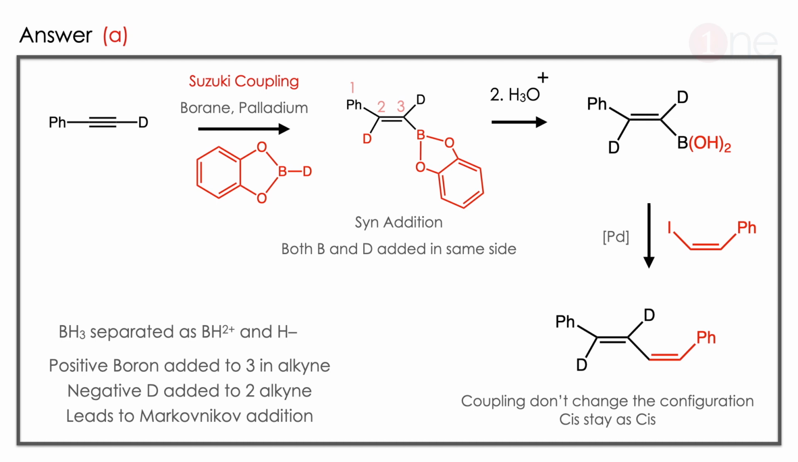Then you are doing a hydrolysis, boronic acid will be formed. Then we are using the coupling one. So the coupling we are doing with palladium. So coupling occurs. During the coupling, there is no change in the configuration. So the final product occurs which is trans and cis. So the answer is clearly A. Here you have to know two things: Suzuki coupling and that the addition reaction of boron to the triple bond is syn addition.